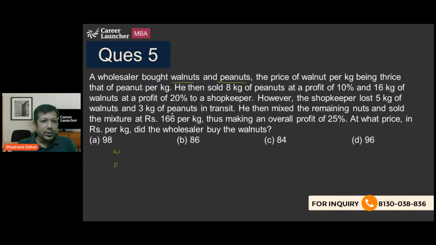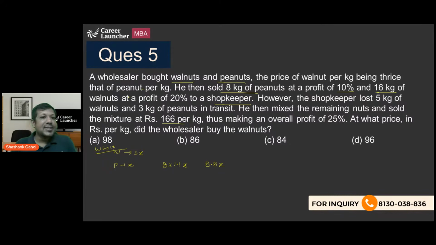Do we have an actual number somewhere here? 166. Okay. So I'm going to take the price of peanut as X, and the price of walnut as 3X. Okay. Now, what is happening? This is the scenario of the wholesaler. He is selling 8 kg of peanuts at 10% profit. So he is selling 8 kg at 1.1x to a shopkeeper.